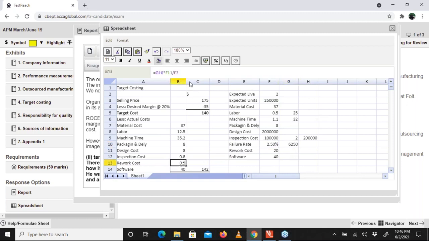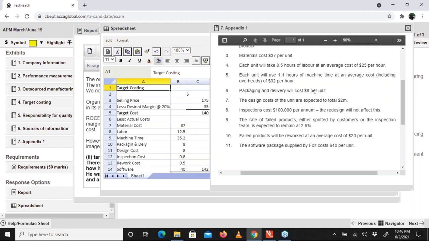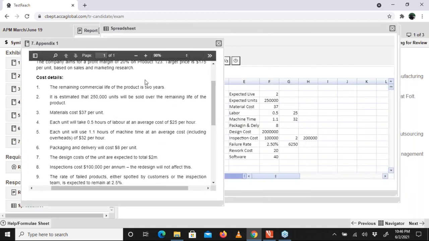The total rework cost, I calculated it like this: the number of units which are going to fail, multiplied by rework cost per unit. This is the total cost, divided by 250,000 units, since this cost is to be spread over 250,000 units. How did I calculate the labor cost? How did I calculate the margin? What I did was copy down the question's information while reading through appendix one. I kept putting the information onto the spreadsheet.